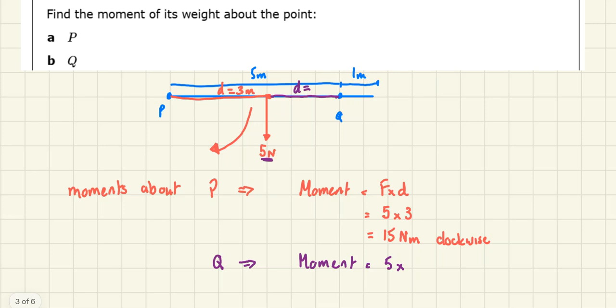2. Why is it 2? Because that whole distance is 3. We know that's 1, so it must be 2. So we've got 10 Newton meters. Which direction? Anti-clockwise. So it's going to go that way.